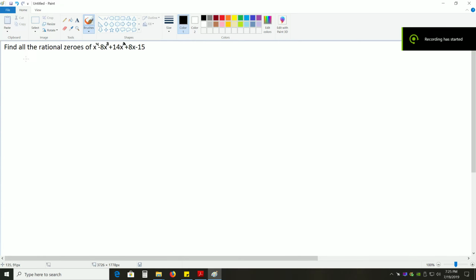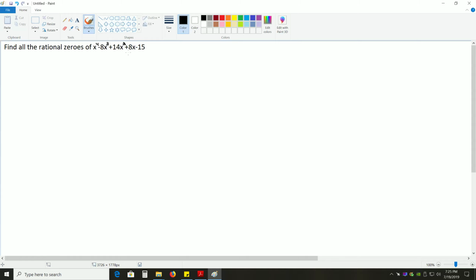For this problem, we want to find all the rational zeros of x to the fourth minus 8x cubed plus 14x squared plus 8x minus 15. The first thing we should do here is apply Descartes' rule of signs. Descartes' rule of signs says if you count all of the sign changes in your polynomial, then the number of positive factors will be that amount minus some even number.